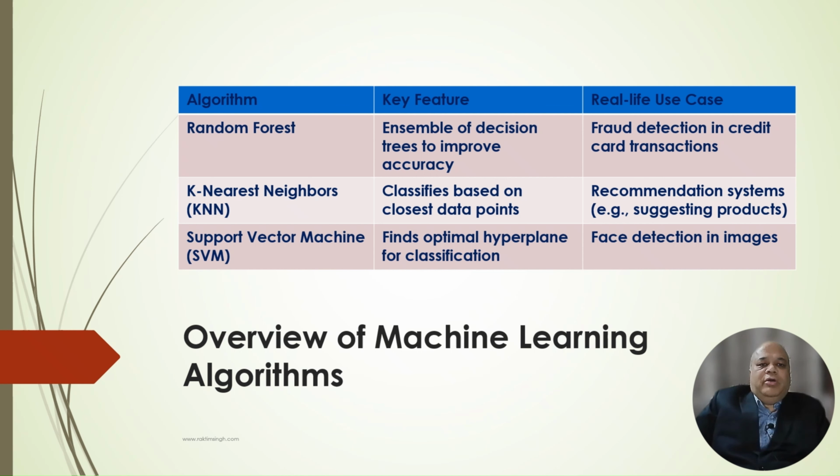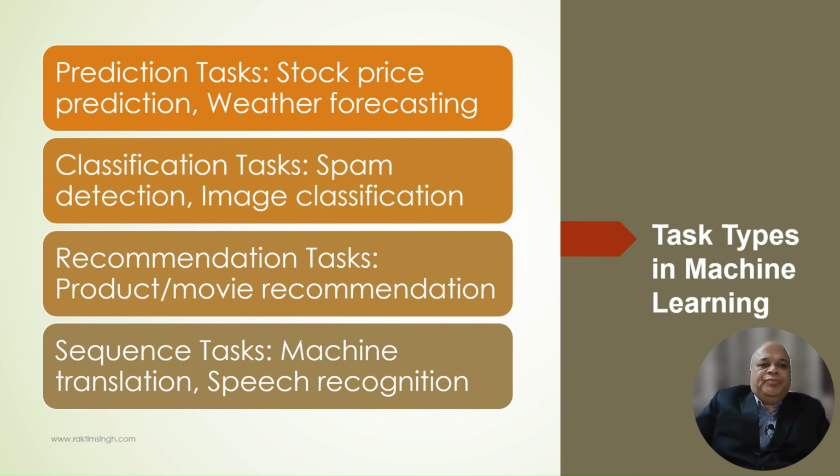K nearest neighbor does classification based on the closest group, for example a recommendation system suggesting a product because it is near, depending on the value of K, whatever that K value is. And SVM, support vector machine, finds the optimal hyperplane for classification. Again, an example is face detection in various images. Some images contain faces, and some contain other objects also. To identify the face, that is where the support vector machine comes into the picture.